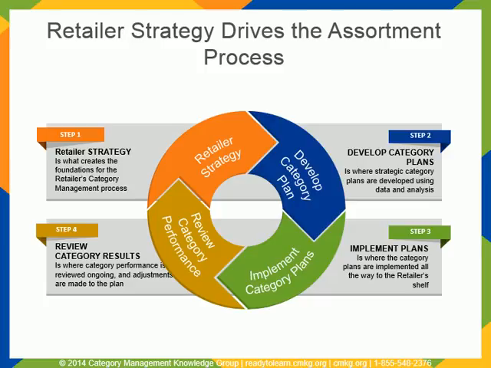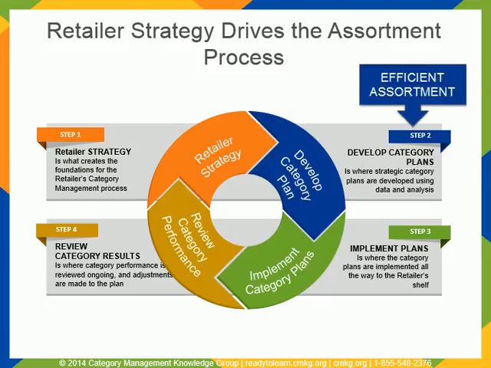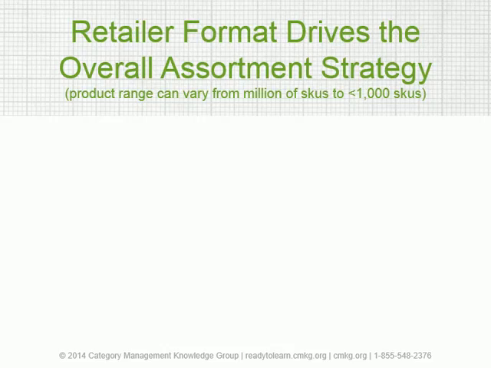Before we start reviewing the efficient assortment process, it's important to review the retailer's strategy as it relates to assortment. The retailer strategy is an umbrella that drives the different components of the category management process and the overall category plan. The retailer strategy ensures that all of the retailer's departments are working towards a united and consistent strategy, including the assortment strategy and approach. Efficient assortment is one of the category tactics that's analyzed as part of the category plan.